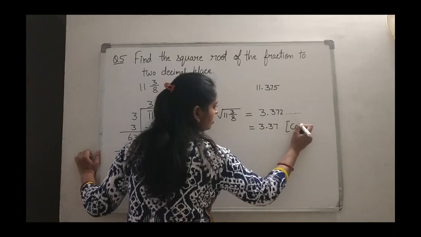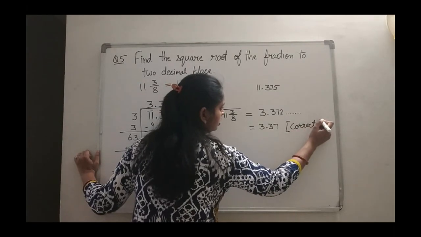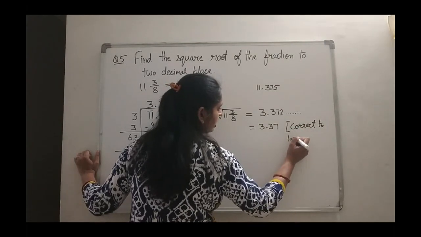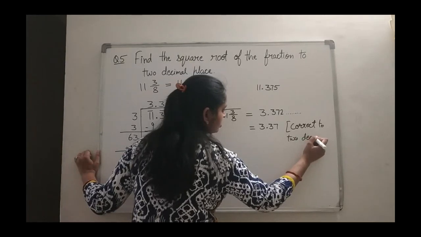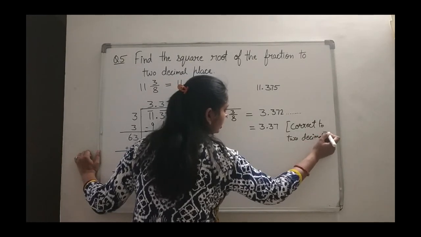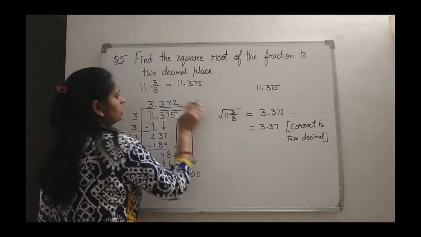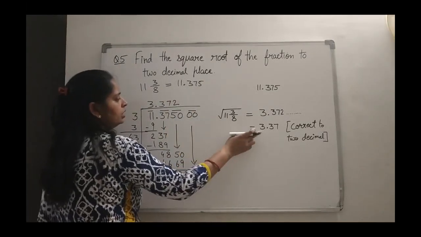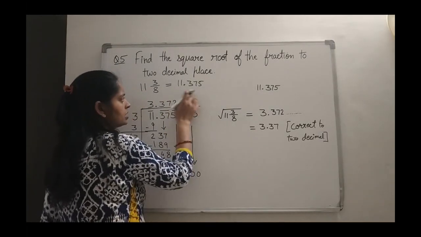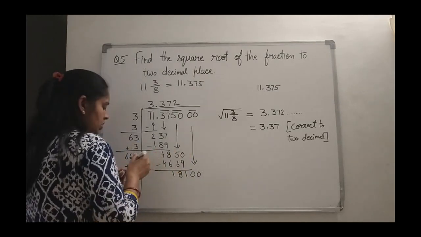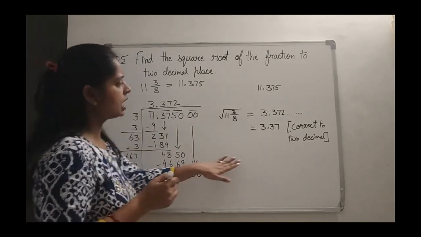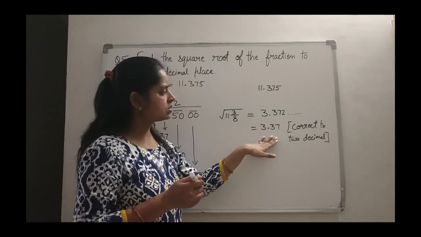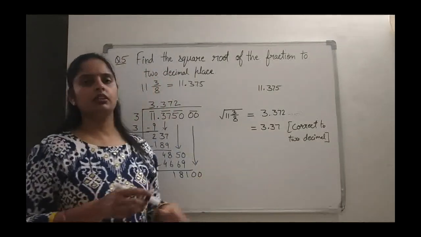Correct to 2 decimal places. Why are we writing this? Because we know that this is not the exact value. When you use a calculator to find it, you will not get an exact number. When you find the square of this 3.37, you will not get this exact number. You will get something different. That's why we should mention that we are writing the answer as an approximation, not the exact value.